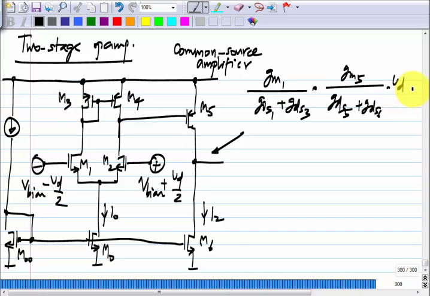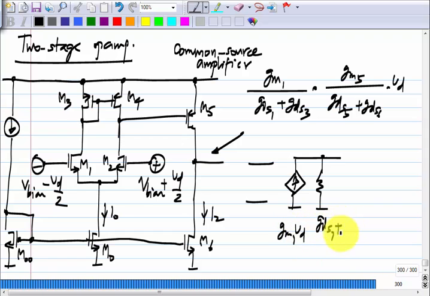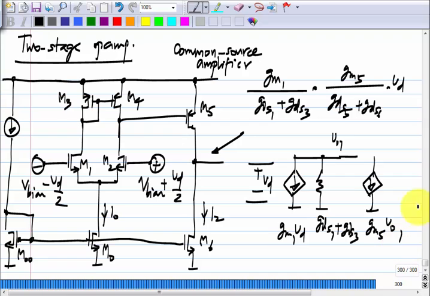Now, of course, the transistors will be in saturation only if you enclose this in a negative feedback loop and choose the correct value of V bias. But we can do that. So, I will assume that everything is in saturation, and the small signal model of the entire op amp is this. This is the model of the first stage, it is a differential amplifier, and if I call this Vo1, the second stage is gm5 times Vo1, and the output conductance will be gds5 plus gds6.